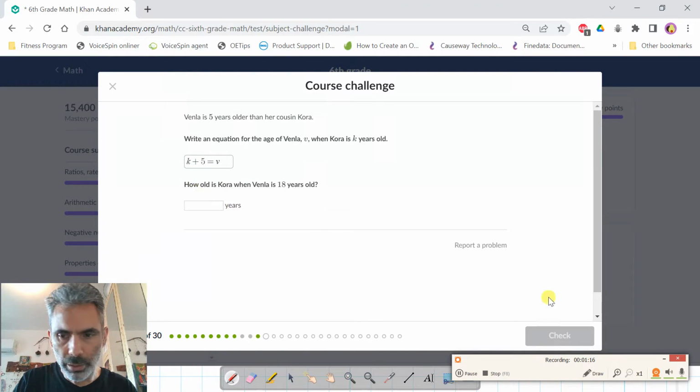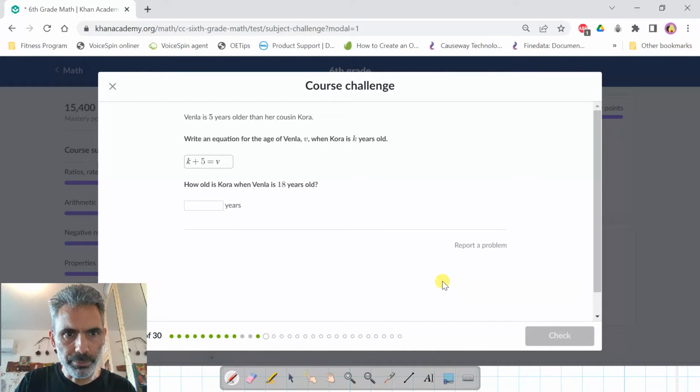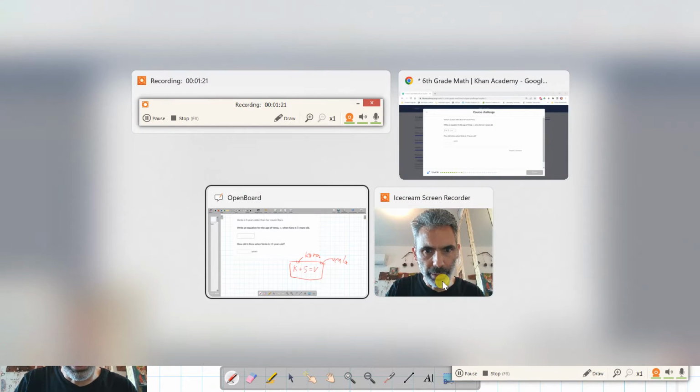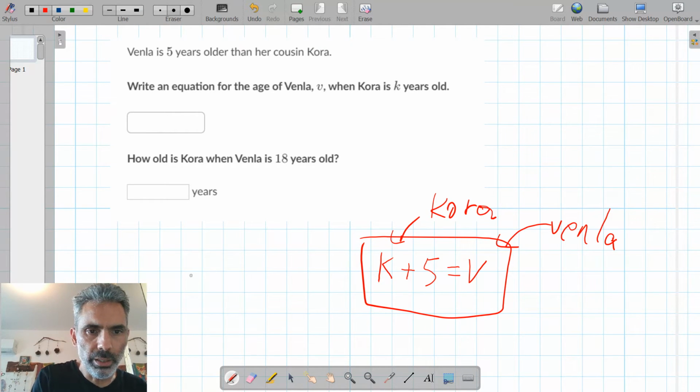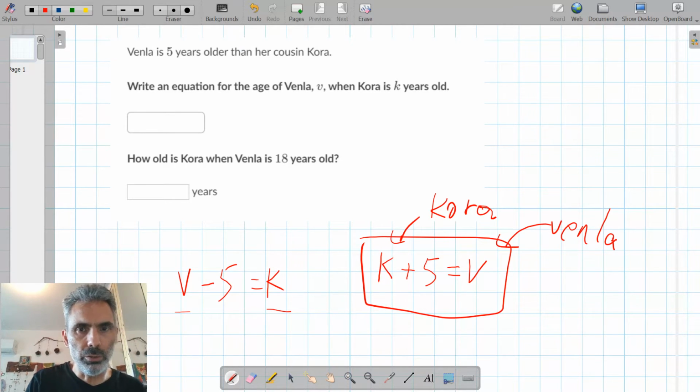You can also express it in a different way. We can say Venla's age minus 5 equals Cora's age. This is the age of Cora. This is the age of Venla, and if we subtract 5 years from the age of Venla, we get the age of Cora. Okay, so there are two ways to express this difference as an equation.